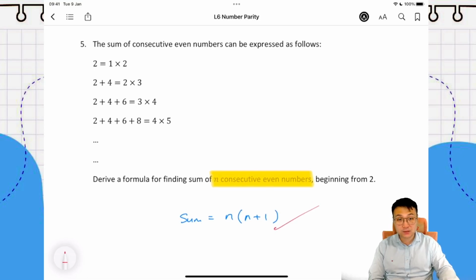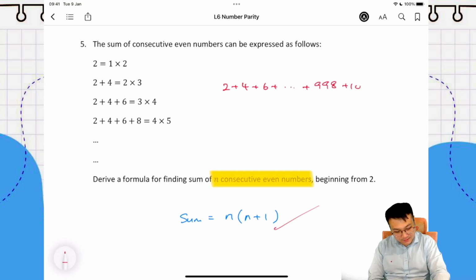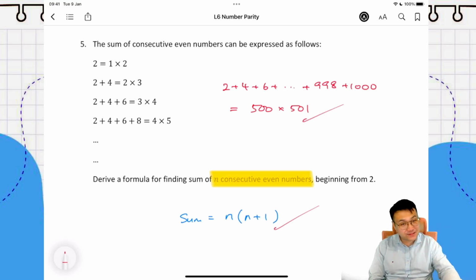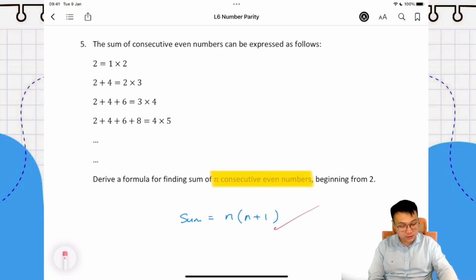So next time when anyone asks you, please add up all the even numbers starting from 2, let's say up till 1000. Guess what? How many numbers do you have here? You have 500 numbers, right? Then the next number is 501. That's the answer. You don't have to add them one by one. You can just take 500 times 501. This works for any set of consecutive even numbers starting from 2.